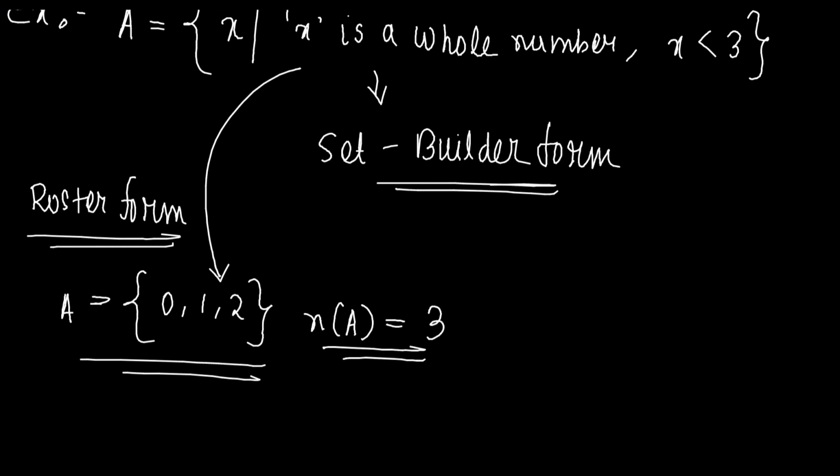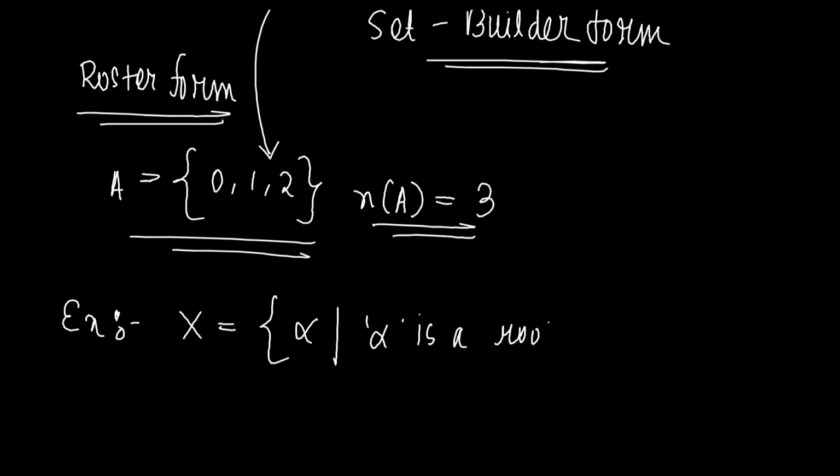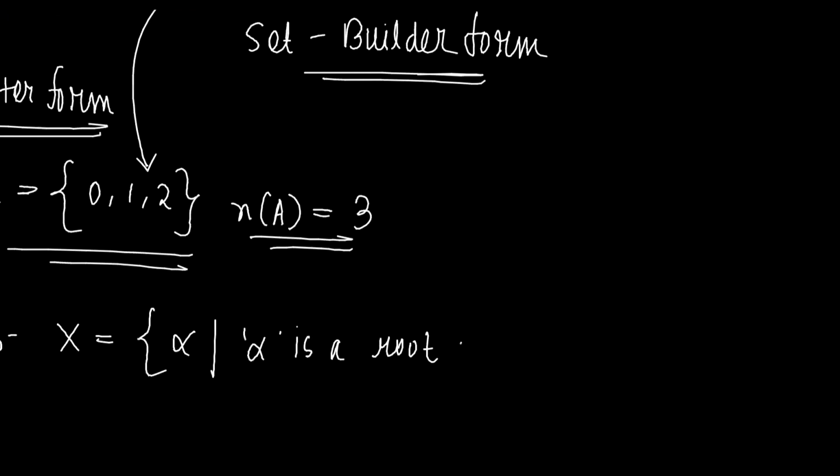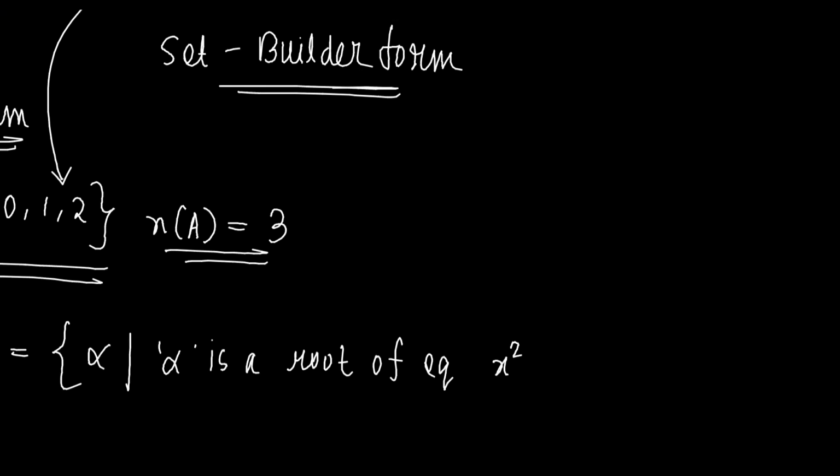Another example we could have: if I denote a set with capital X, it is given that alpha, the variable alpha, such that alpha is a root of the equation x square plus 5x plus 6 equal to 0.